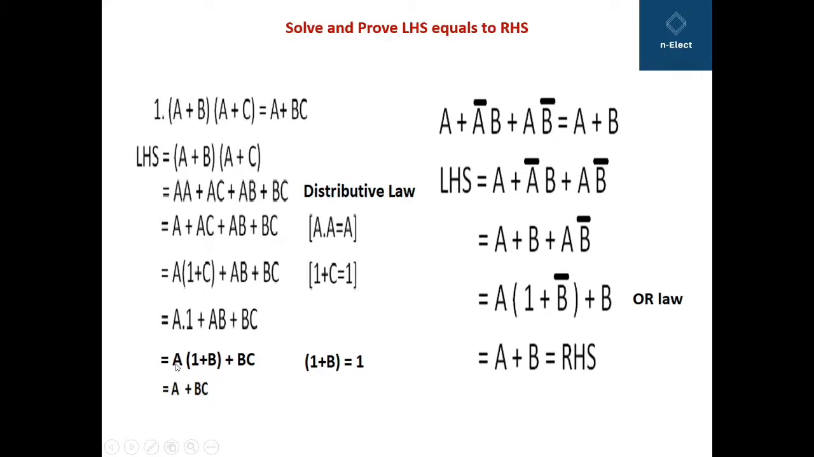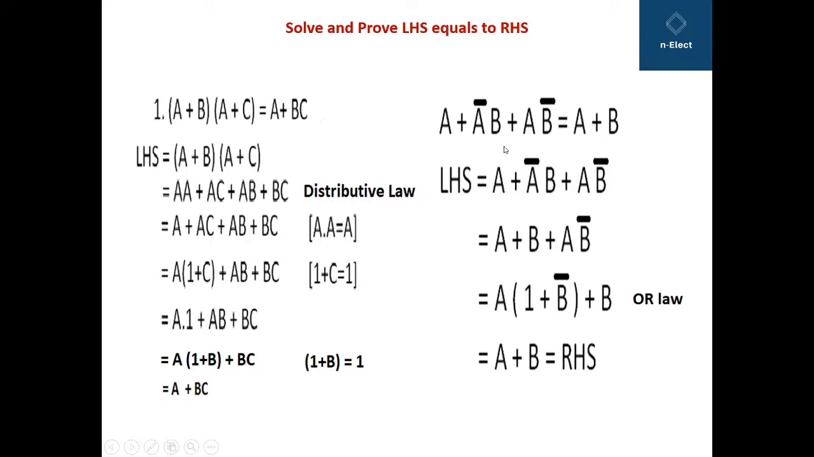Now A is taken outside the bracket, and into the bracket we will get 1 plus B from here, plus BC as it is. Here again we are applying the OR law, that is 1 plus B will be converted to 1, and finally we will get A plus BC. So we have proved that the left hand side is equal to the right hand side.